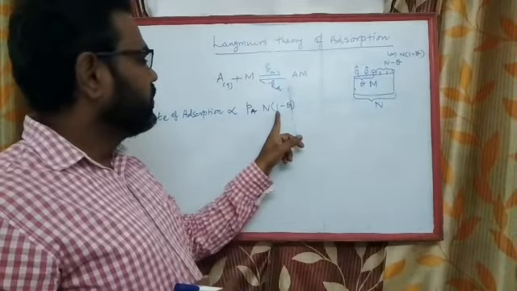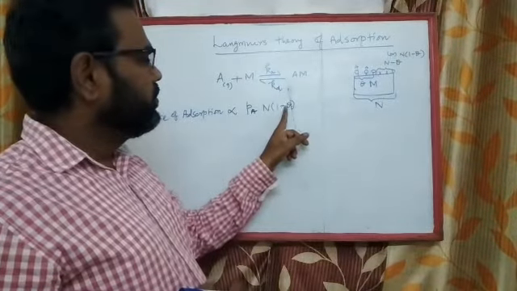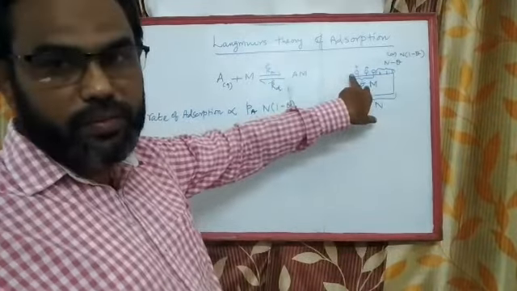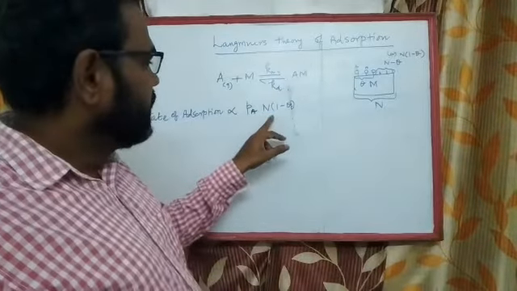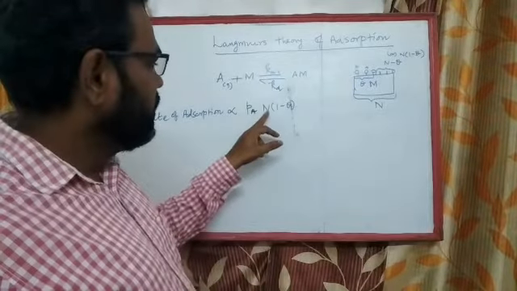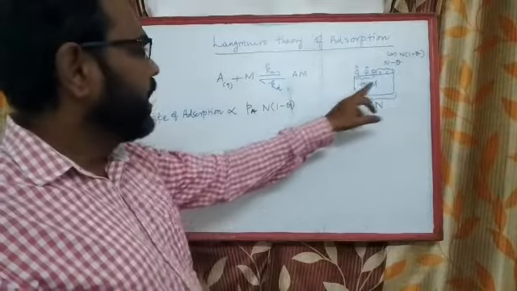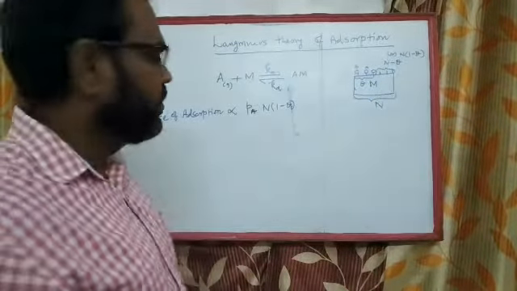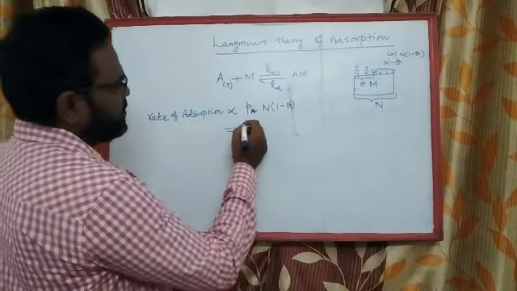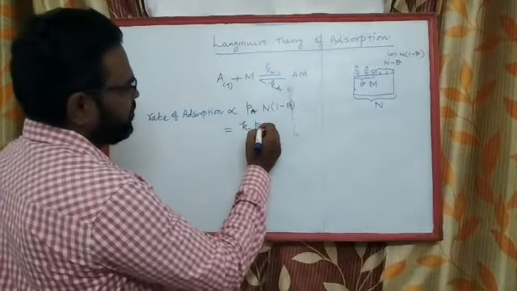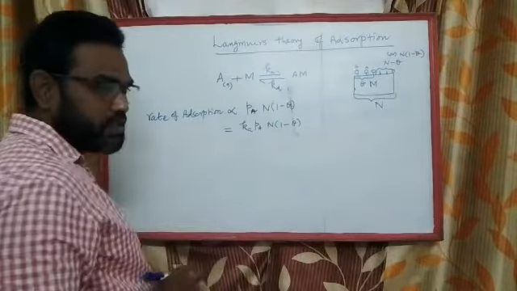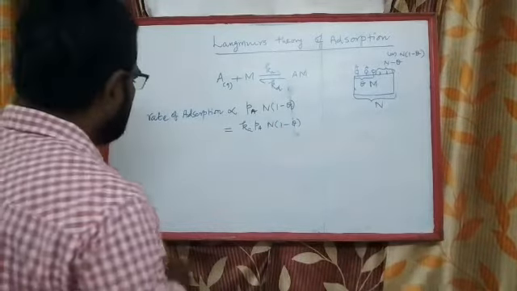So adsorption takes place only at the vacant places and not at the occupied places. Hence I write that the rate of adsorption is directly proportional to the pressure of the molecule and the number of sites that are unoccupied, given by n into 1 minus theta. If I remove the proportionality, then this becomes Ka PA n into 1 minus theta. Rate of adsorption is equal to Ka PA n into 1 minus theta.